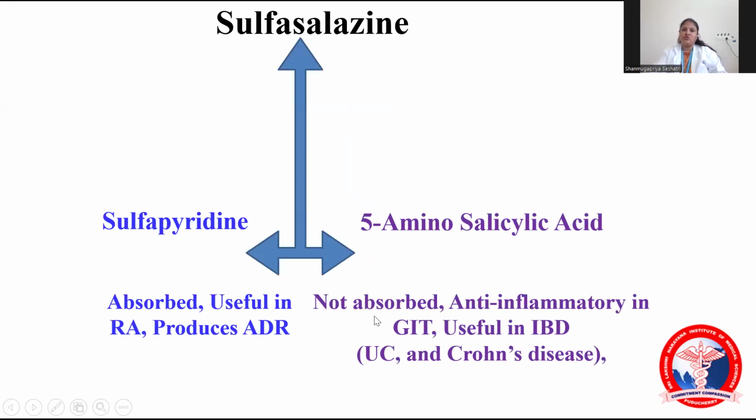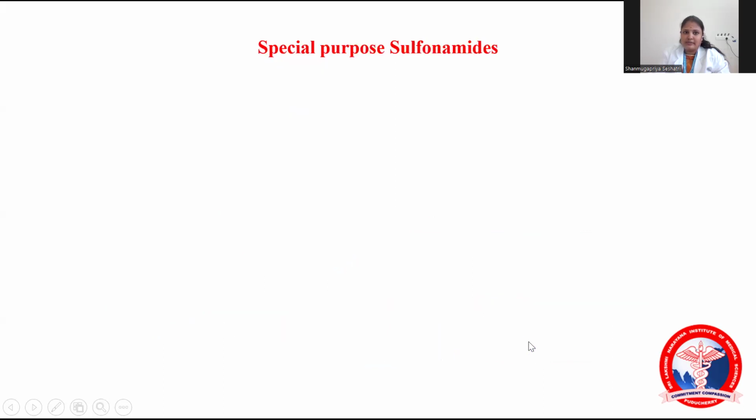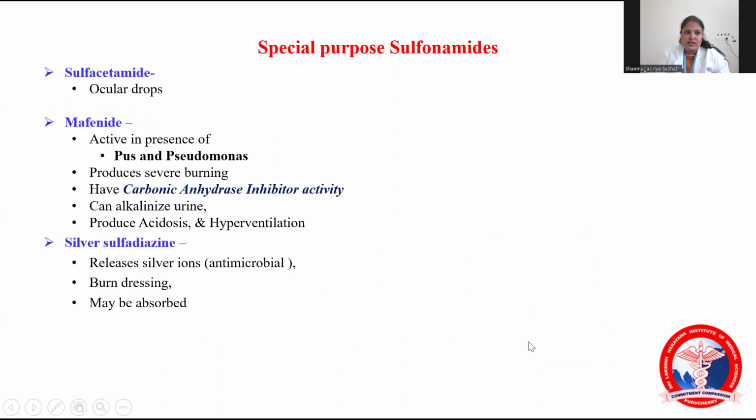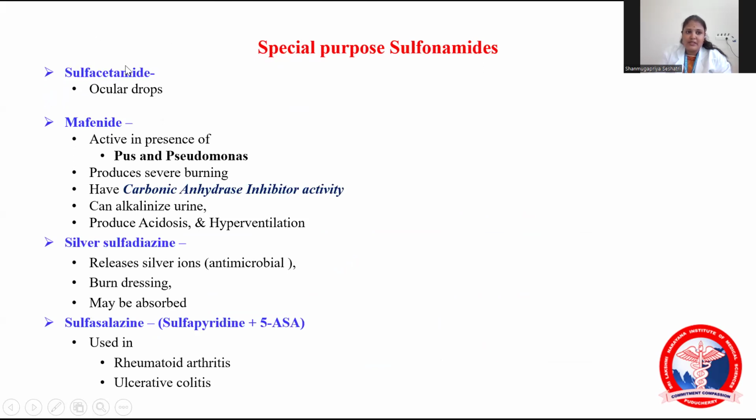So this is one point which you should know. Sulfasalazine's byproducts are sulfapyridine and 5-aminosalicylic acid. Your sulfapyridine is well absorbed and it is useful in treating rheumatoid arthritis, whereas your 5-aminosalicylic acid is not well absorbed and it has an anti-inflammatory property in the gut. Hence, it is useful for treating inflammatory bowel disease like Crohn's disease and ulcerative colitis. So these are the special mentions of sulfonamides. Your sulfacetamide is available as an ocular drop. Your mafenide is active against pus and Pseudomonas and it also produces a severe burning sensation. That is why it is not commonly used.